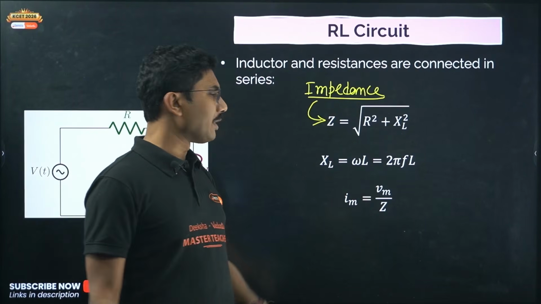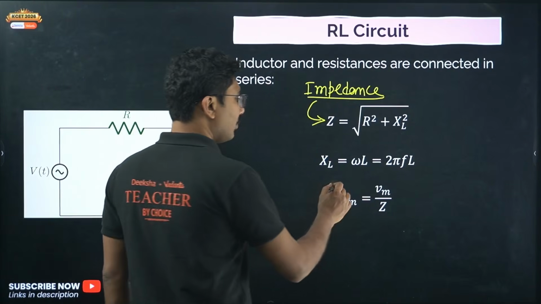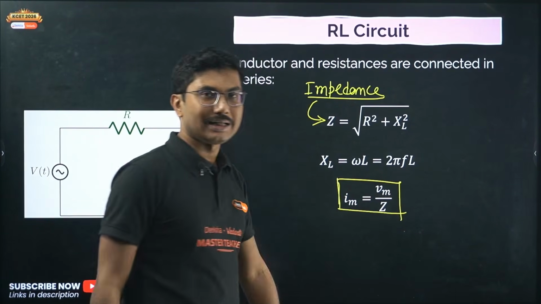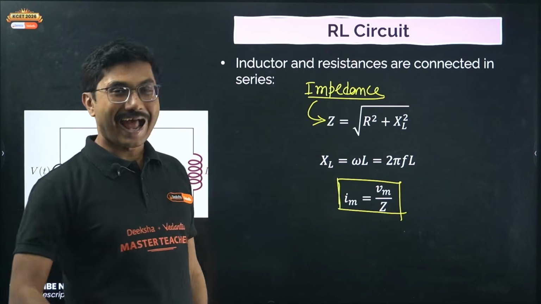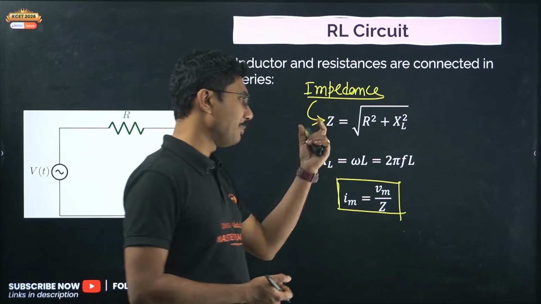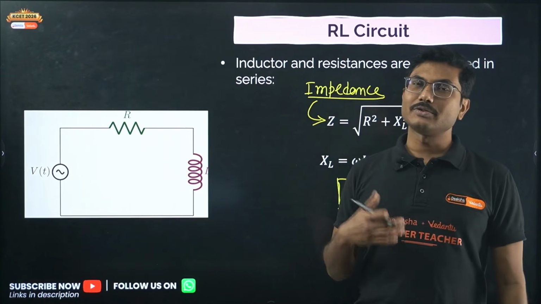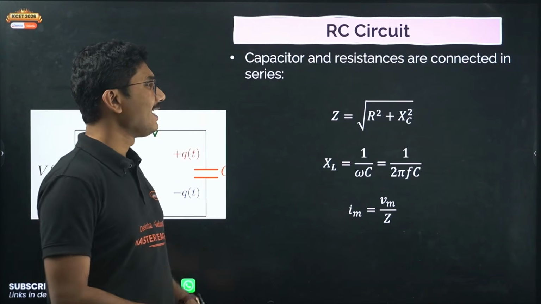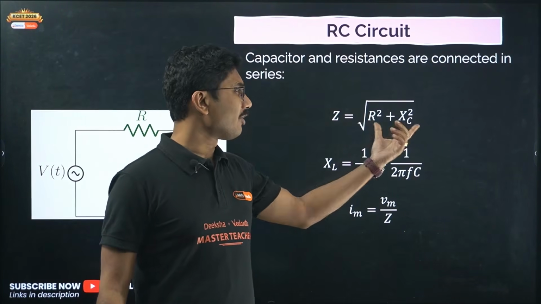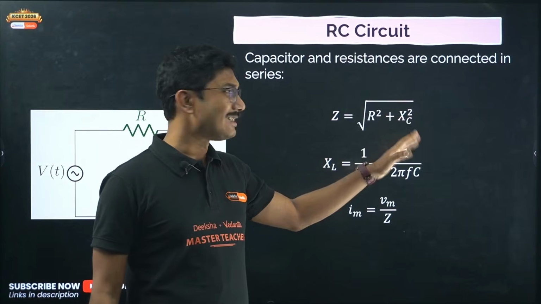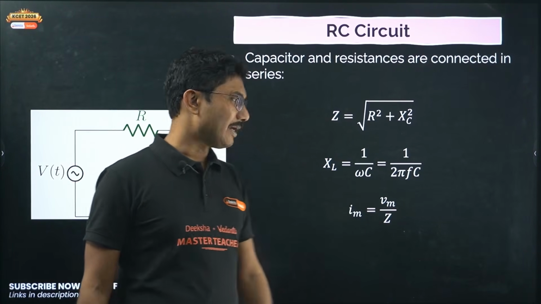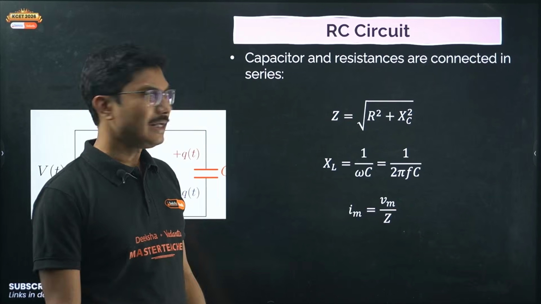Im is equal to Vm by Z. So the maximum current here will be given by Vm by Z, not by R, not by XL. You have to take this Z as the resistance in an AC circuit. Impedance is also called the resistance of an AC circuit. Similarly, now let's discuss the RC circuit. Same formula, R square plus XC square, under the square root, where XC is given by 1 by omega C, that is 1 by 2 pi FC. Again, Im is Vm by Z.